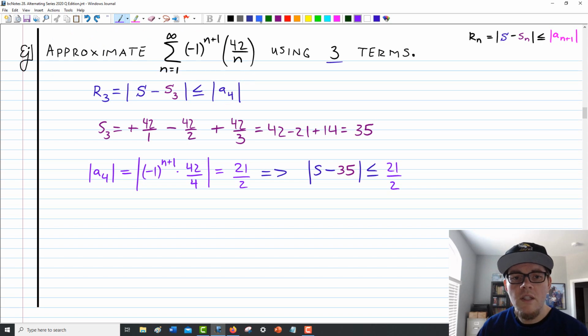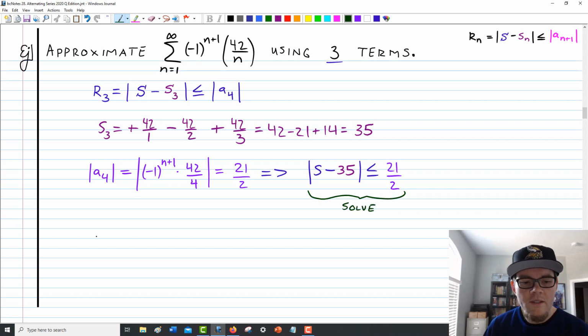So basically what we want to do to get the actual approximation is figure out what in the heck's going on with s. Like, what values of s are possible given these restrictions, given that we know the error, or the difference from that partial sum, can only be 21 over 2 big? Well, the way we do that is we just solve this inequality. We're just going to actually solve this.